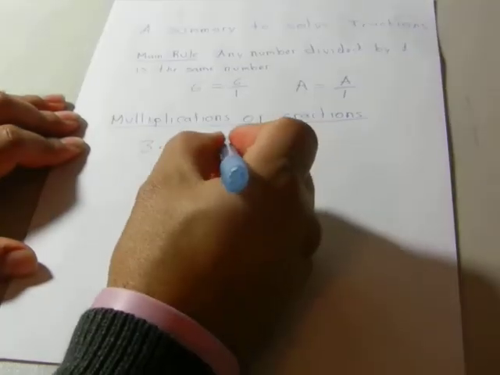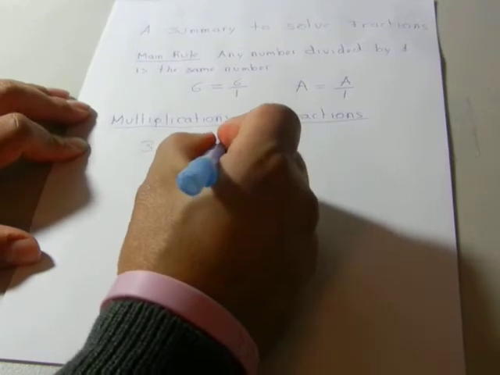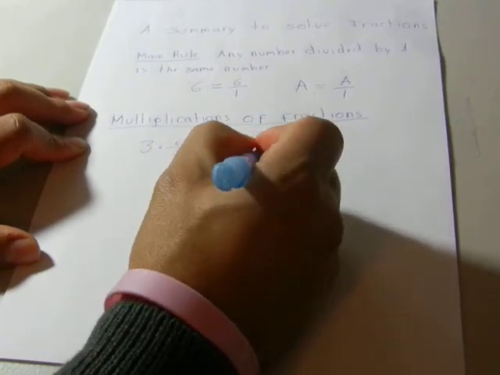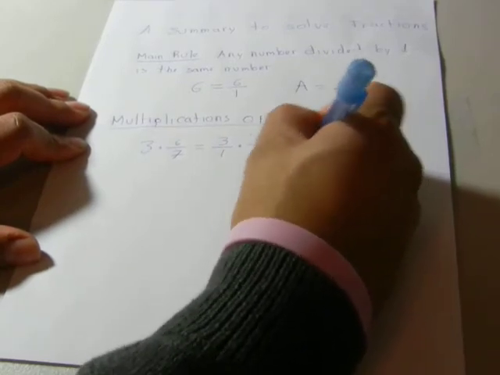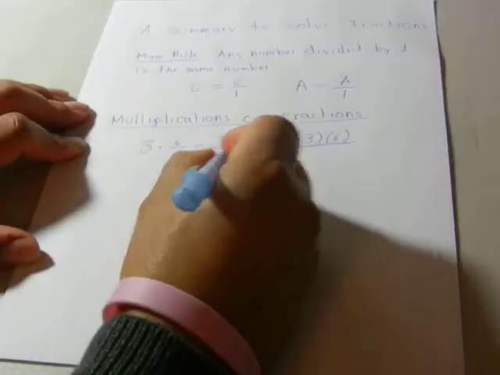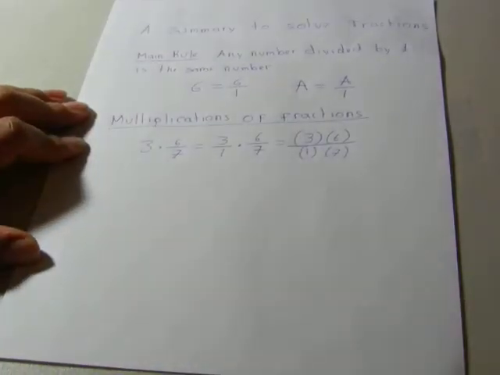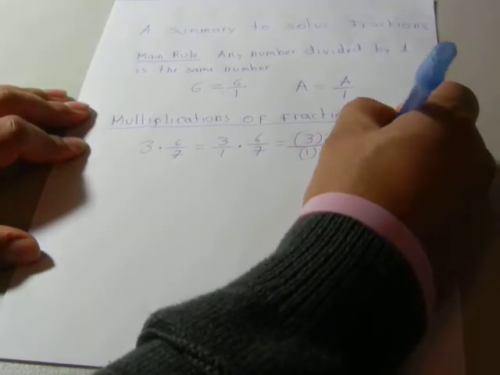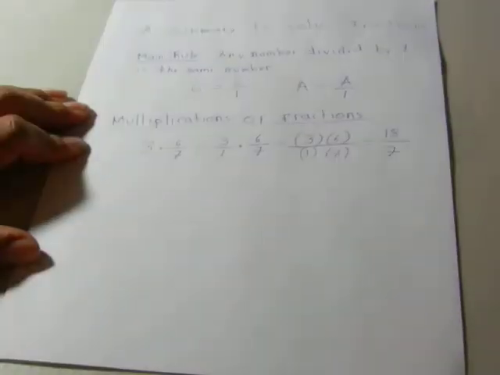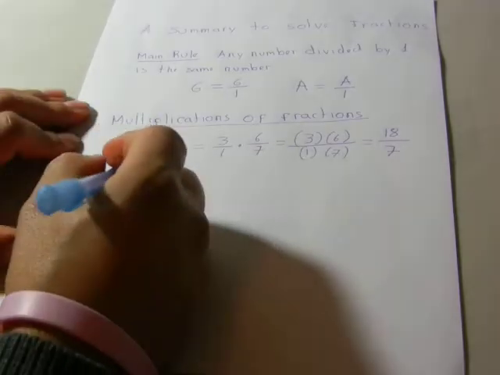Then basically, whenever we have any multiplication, we multiply the numerator times the numerator and the denominator times the denominator. So it's going to be 3 times 6 to give me the new numerator, and 1 times 7. At the end, we are going to have 18 divided by 7. That is exactly what we have. Very simple, isn't it?